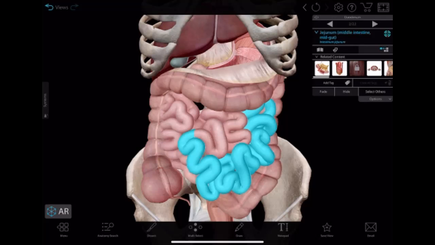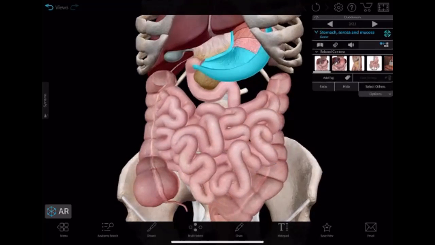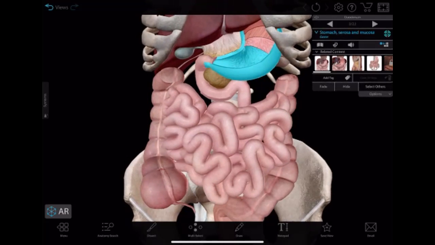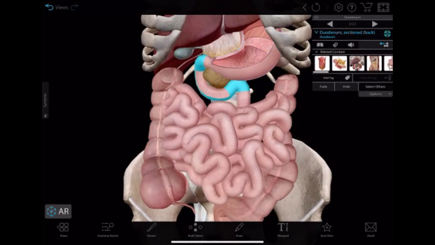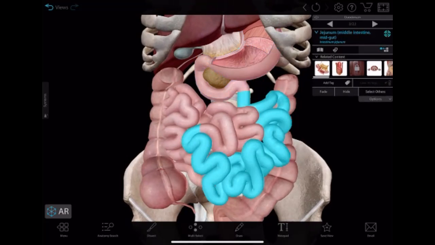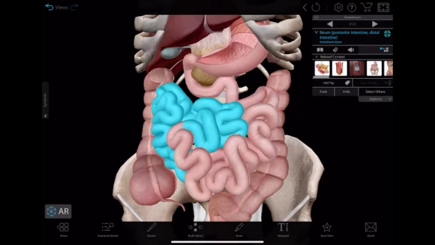In order to see the duodenum, we have to remove the transverse colon. If you remove it, you can see the duodenum, which is a continuation of the stomach. The continuation of the duodenum is the jejunum. Those loops are jejunum, and those loops are ileum.